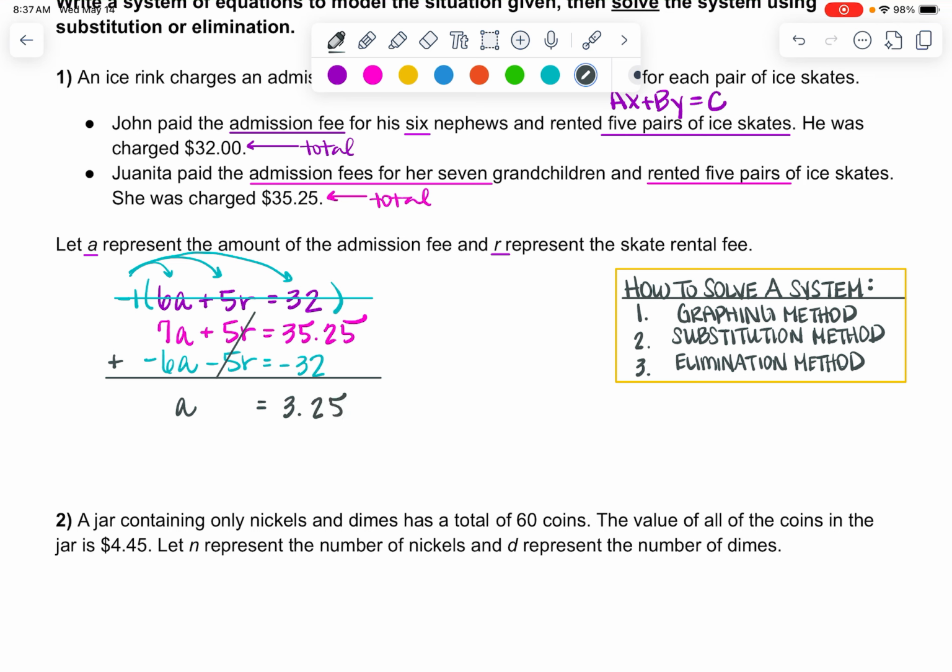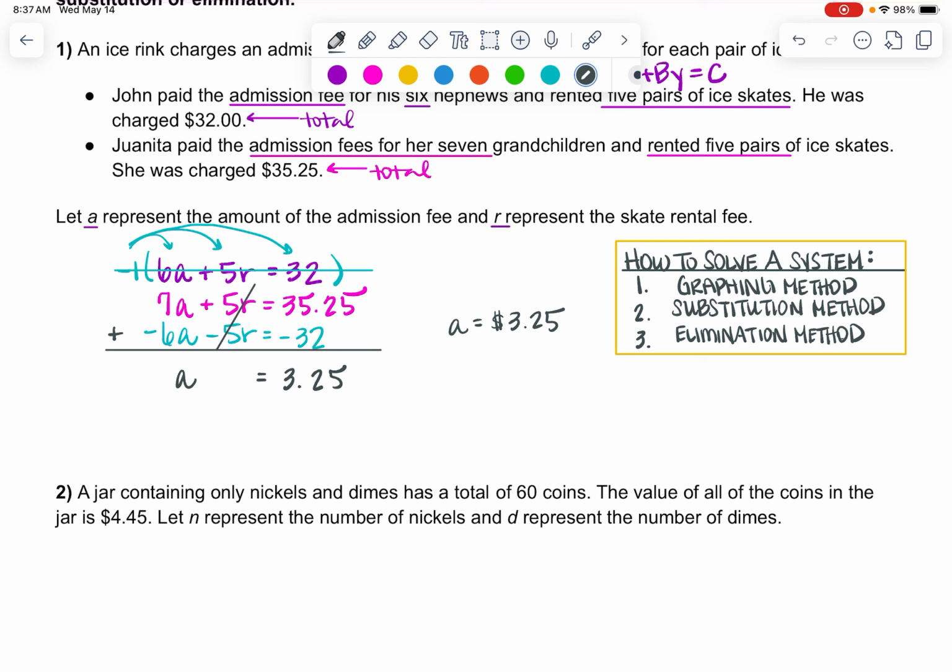Okay, and there you go. That's going to be our solution for A. All right, then I'm just going to go over here. I'll just say A equals, and it is money. So the admission fee is $3.25. But now we still need to find that skate rental fee.